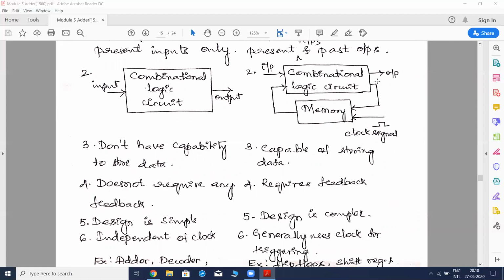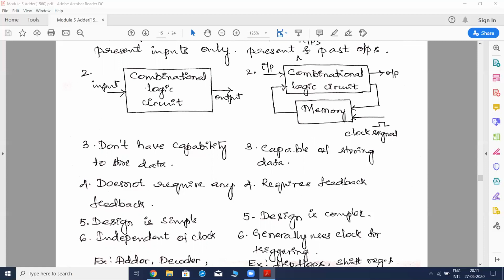From there, we give it to the memory, to which one more signal is given, called the clock signal. When memory is introduced along with the combinational logic circuit, the output of that memory element is given back, that means feedback is given, and it goes to the input. We have already seen the meaning of feedback. Feedback is taking a part of the output and giving it back to the input.